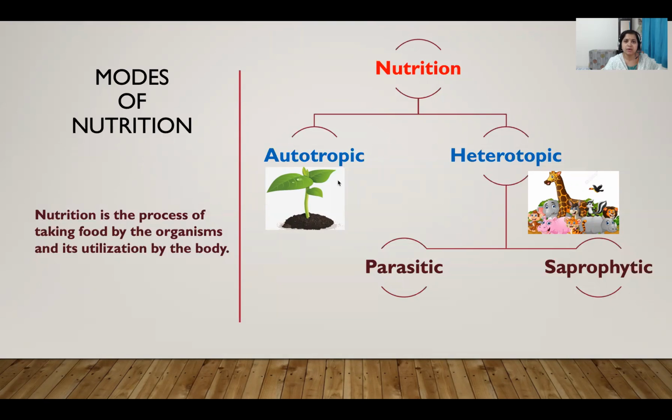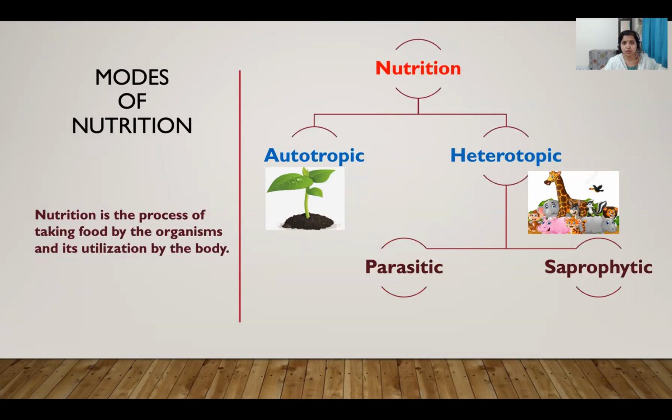Only the green plants can synthesize their own food by combining water and carbon dioxide. But the heterotrophs, hetero means other, cannot synthesize their own food, they have to depend upon other organisms for their food. These are again of two types, that is parasitic and saprophytic. But today we will discuss the autotrophic mode of nutrition, and the organisms, meaning the green plants, which conduct the autotrophic mode of nutrition are called autotrophs.